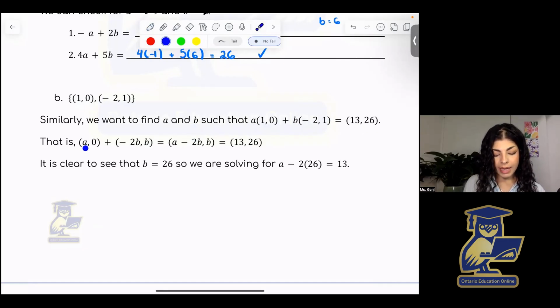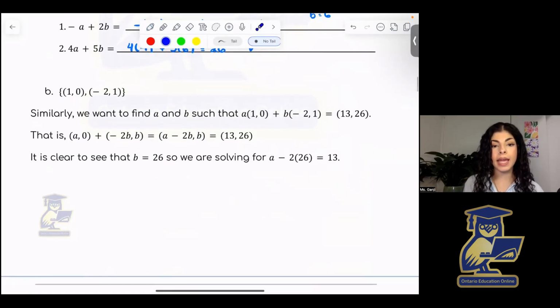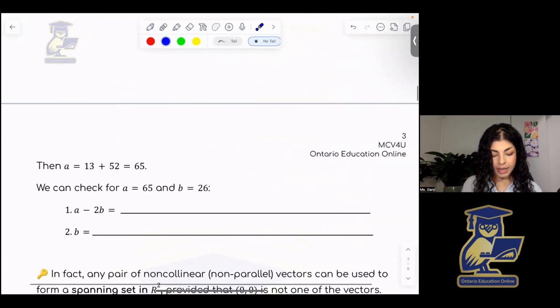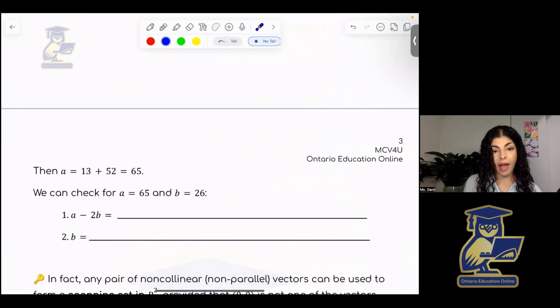So that is, if I multiply the scalars or distribute the scalars into the vector, I have a, 0 and then -2b, b. And I end up with a minus 2b and b. But from here, it's really easy to see that b is actually equal to 26 because I don't have any a values here. So really what I'm solving for is a minus 2 times 26, which is 13. And I get that a is equal to 65. And again, they are two scalar values, so then it does make sense that we have a linear combination.